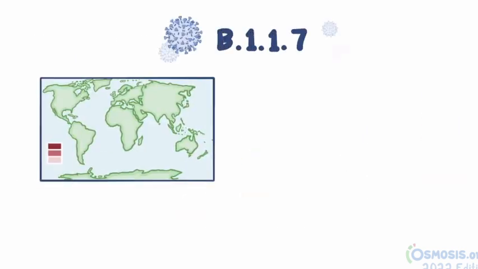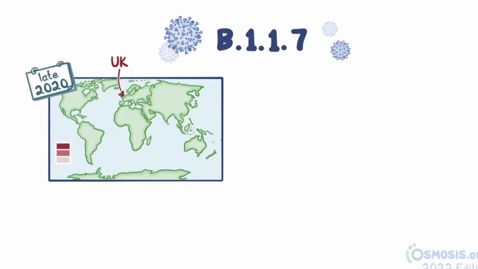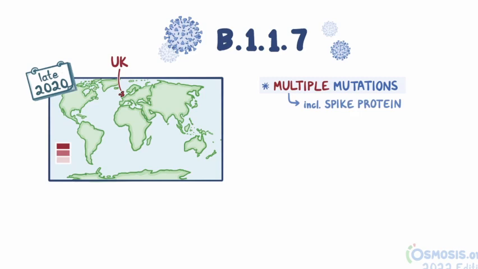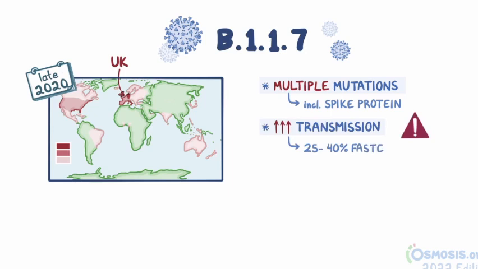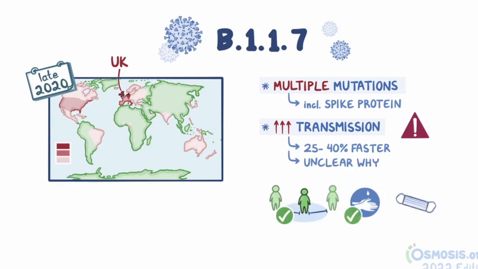B.1.1.7 was first discovered in the United Kingdom in late 2020 and contains multiple mutations, including those within the spike protein. By December of 2020, it was reported to be present in numerous countries, including the US. This strain is considered to be one of the most transmissible, and it spreads between people 25 to 40% faster than the other COVID-19 strains. It's still unclear why this higher transmission rate occurs, however, continued compliance of social distancing and personal protective equipment need to be taken to reduce the spread of B.1.1.7.